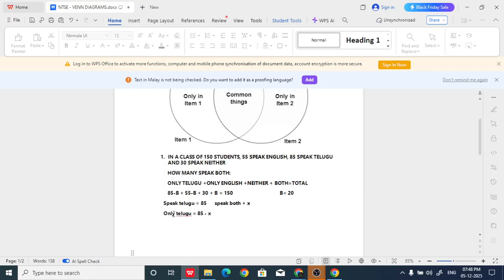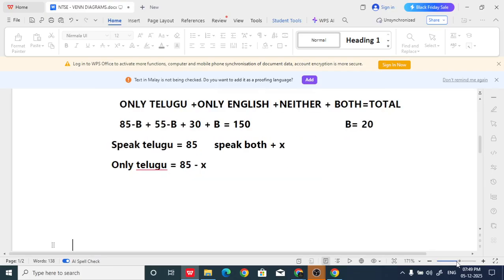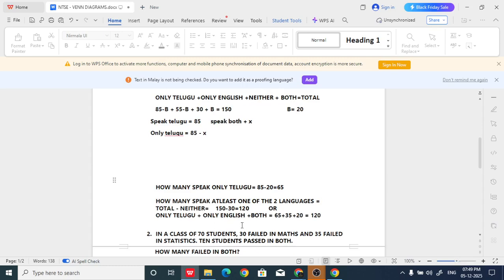Yes, sir. 85 minus, maybe I should make it bigger. Now it's okay? Oh, it's very big. So people who speak only Telugu is 85 minus X.